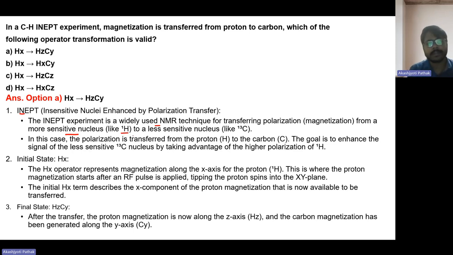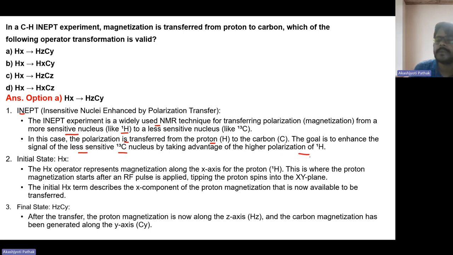The INEPT experiment is a widely used NMR technique to transfer polarization from a more sensitive nucleus, like 1H, which is the most sensitive nucleus because of the highest gyromagnetic ratio, to a less sensitive nucleus, like 13C. Its gyromagnetic ratio is one-fourth that of the proton, so it is almost 4 times less sensitive compared to proton. So the polarization is transferred from the more sensitive nucleus, proton, to the carbon.